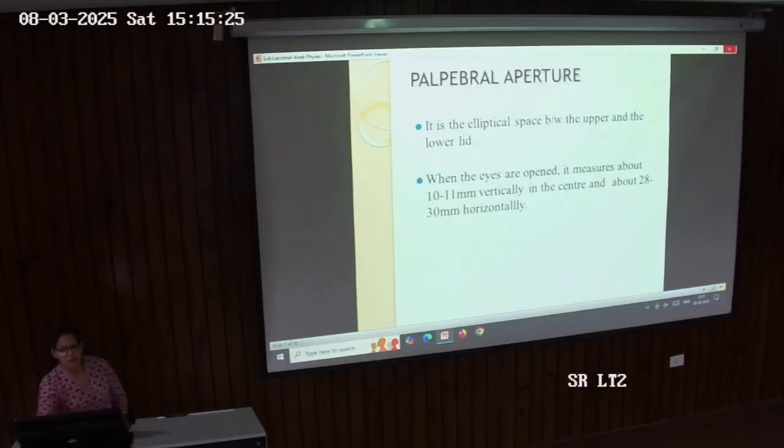Now palpebral aperture, it is an elliptical space or vertical space between the upper and the lower lid. When the eyes are open, it measures about 10 to 11 mm vertically and about 28 to 30 mm horizontally.